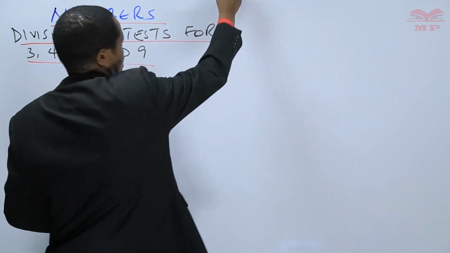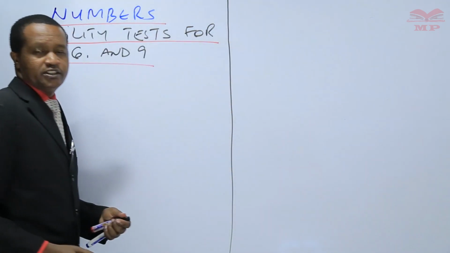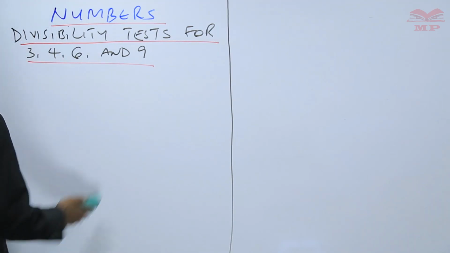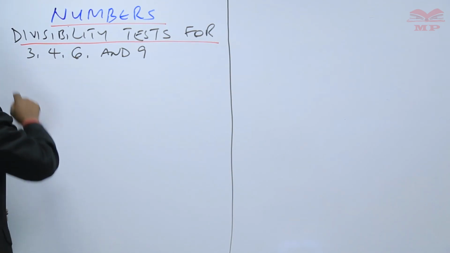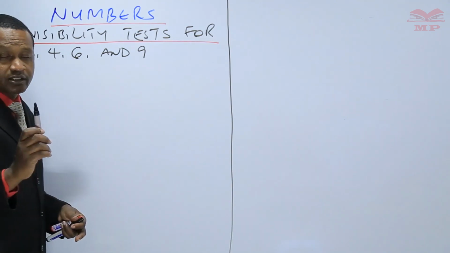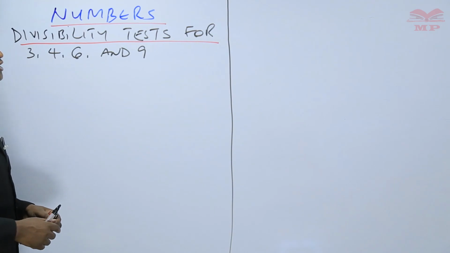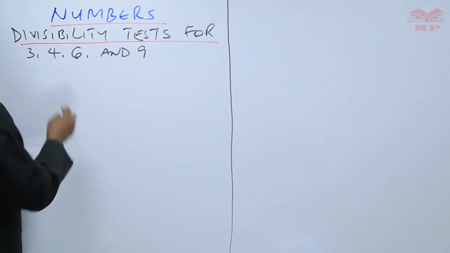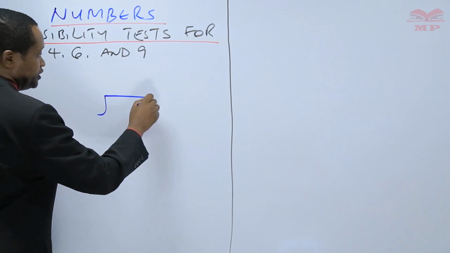Divisibility tests. Now learners, when we say divisibility tests, what do we mean? This is a test that we carry out to find out if a number is divisible by another one without dividing. How do you know that a number is divisible by 3 without necessarily carrying out division?